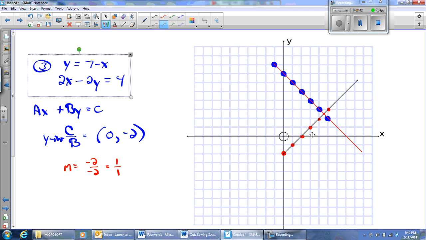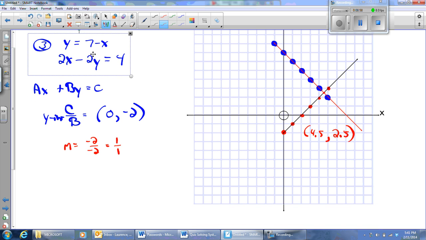All right, so I see that they're crossing right there. Well, 1, 2, 3, 4, 5, maybe 4.5. And then the y coordinate, 1, 2. Man, it sure looks like 4.5, 2.5. I don't know if I'm right though. I'll tell you what, let's go ahead and solve this one using substitution because y is already alone. And let's see how good my estimate is. So I'm going to have 2x minus 2 times the quantity of 7 minus x. And that should equal 4.